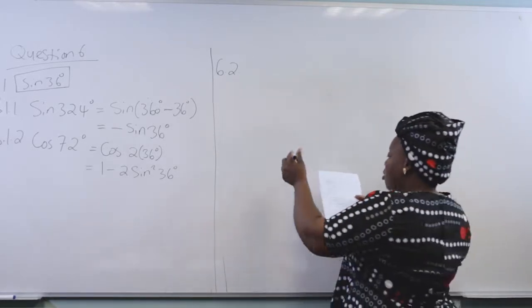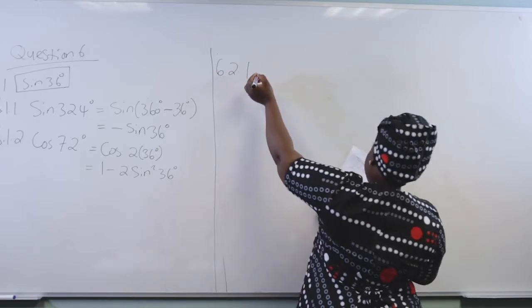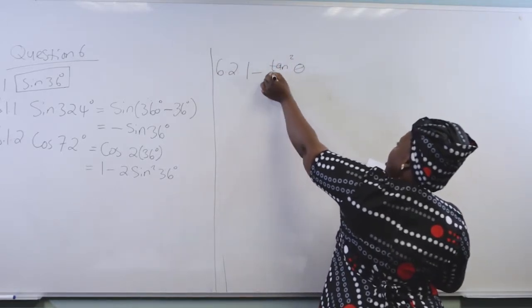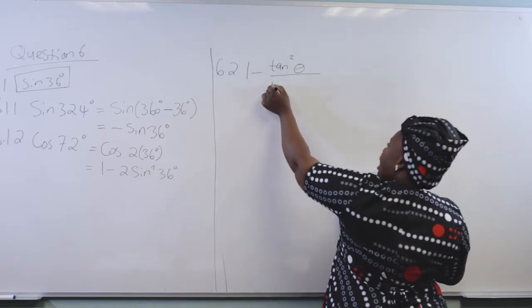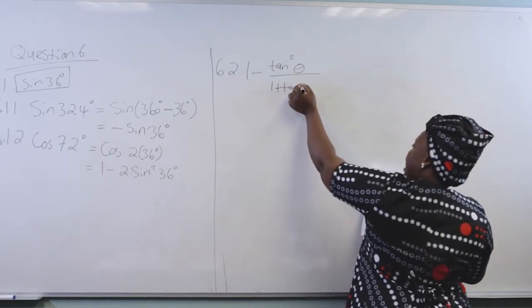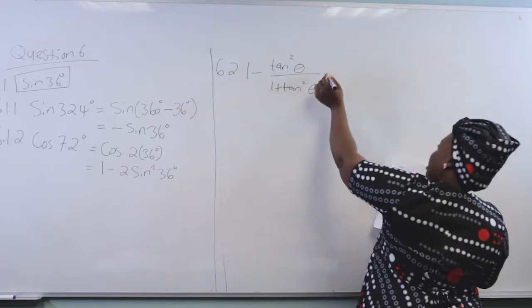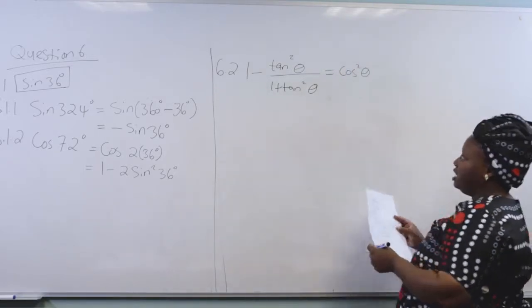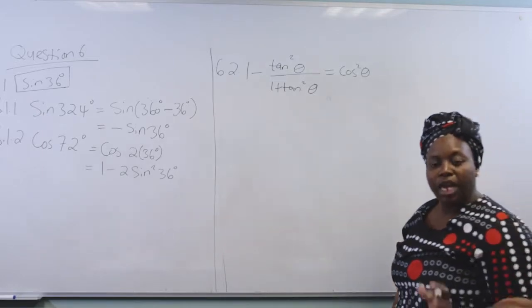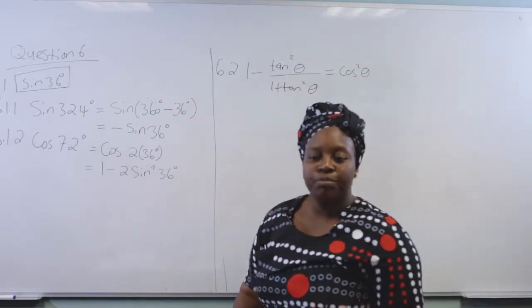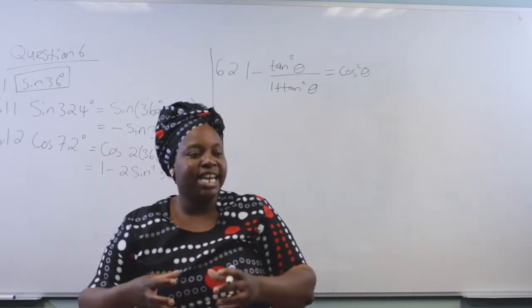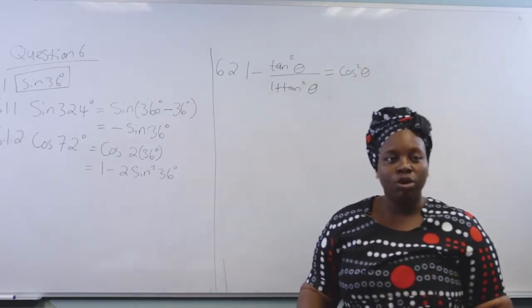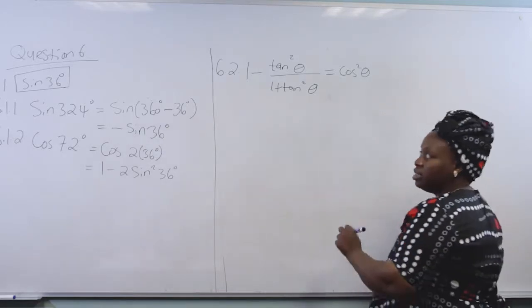So let's do that. Our identity is 1 minus tan squared of theta divided by 1 plus tan squared of theta, and it must equal cos squared of theta. So that is your identity. In proving the identity, you must take the complicated side and uncomplicate it until it gives you the other side, logically, so you can get it right. So let's try to do that.